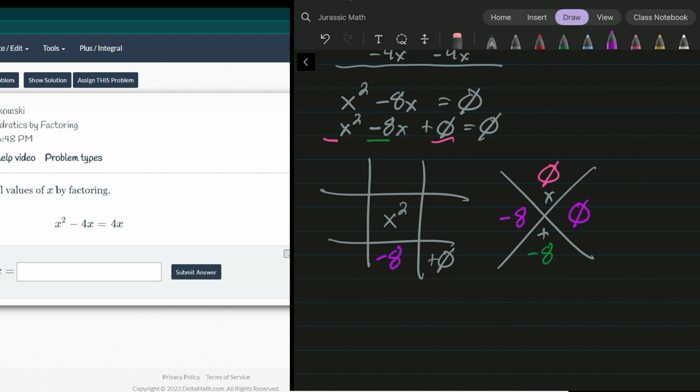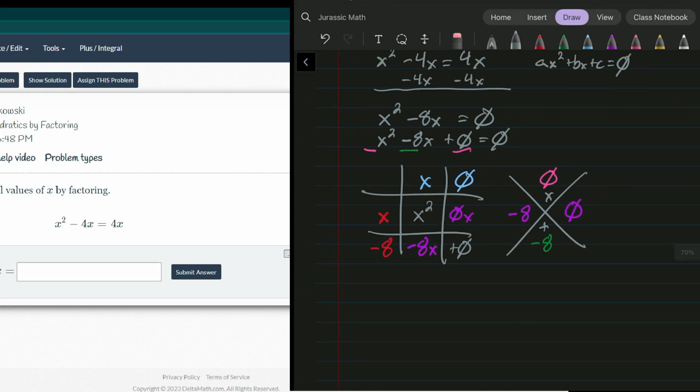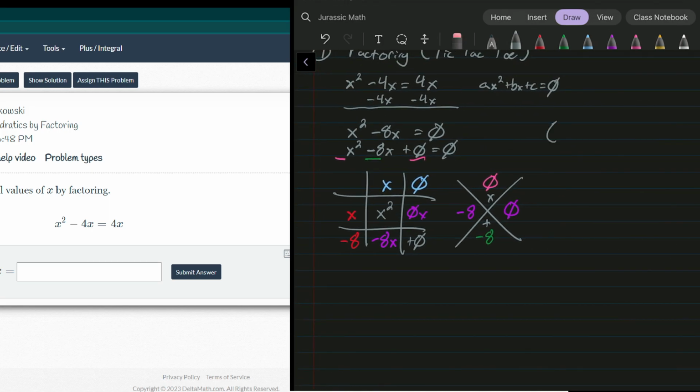So I'm going to put negative 8 here with an x and a 0x here. Then the Mackenzie or Milo rule, put an x and an x there. This has to be a 0 and that has to be a negative 8. So we can write down our two parentheses. We can say x minus 8 for the first one and x plus 0.